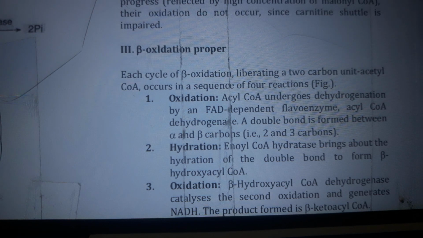Inhibitor of carnitine shuttle. The carnitine acyltransferase 1 is inhibited by malonyl-CoA, a key metabolite involved in fatty acid synthesis that occurs in cytosol. In other words, while fatty acid synthesis is in progress, reflected by high concentration of malonyl-CoA, the oxidation does not occur. Such carnitine shuttle is impaired.